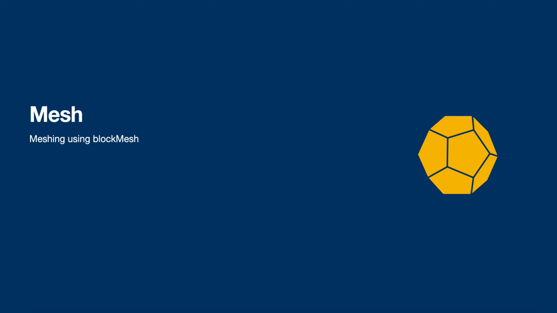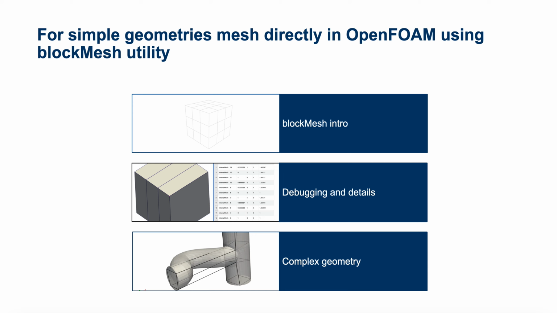OpenFOAM comes with blockMesh, a block-structured mesher that is very useful to make meshes for simple geometries that could be easily reduced to hex blocks. The idea here is to quickly show you the capabilities of the blockMesh utility in OpenFOAM. Let's dive into an example.